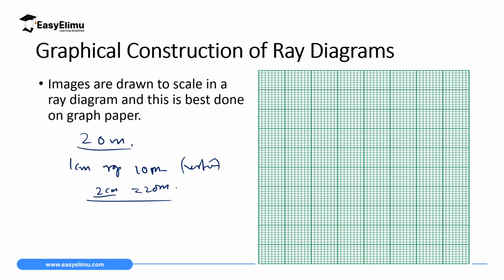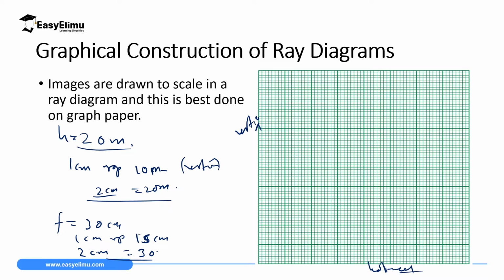For the horizontal scale, let's say you have a mirror which has a focal length of 30 centimeters. You cannot draw 30 centimeters on this small graph. So here you can say for our horizontal scale, 1 centimeter represents 15 centimeters. So in this case, you're only going to need 2 centimeters to represent a focal length of 30. So you can determine the vertical scale differently from the horizontal scale. You can determine them separately, but they should be uniform. Horizontal should be uniform, vertical should be uniform.